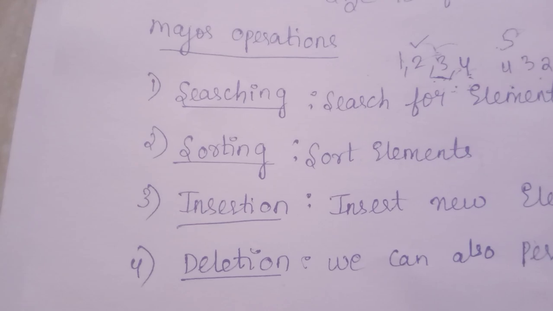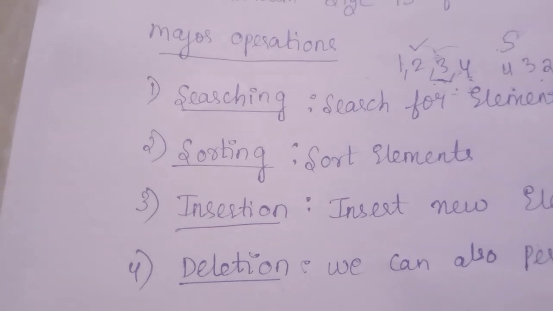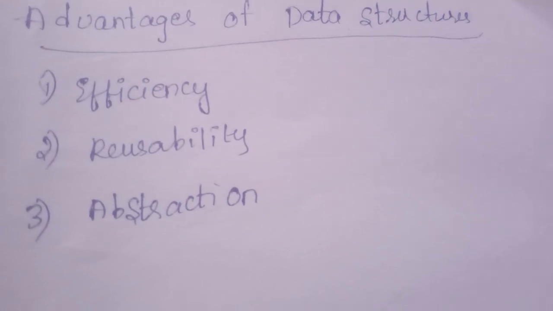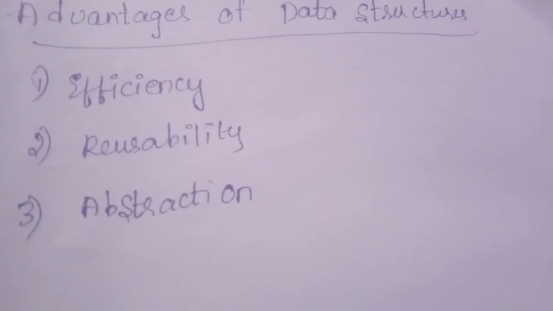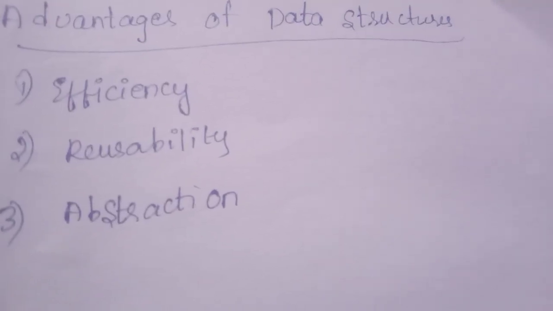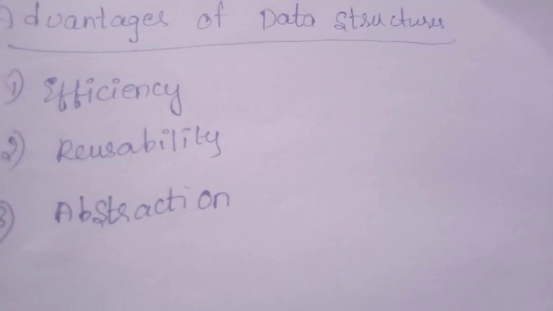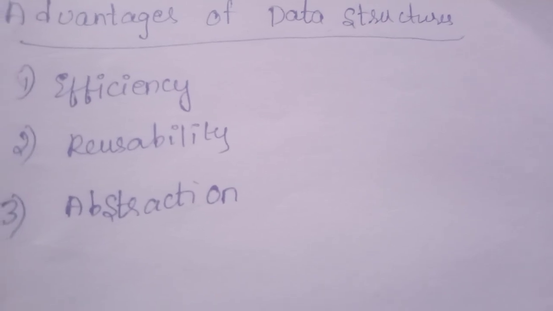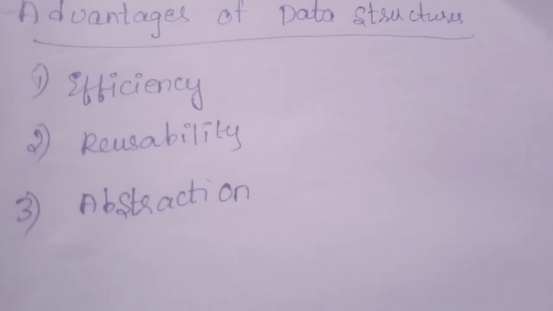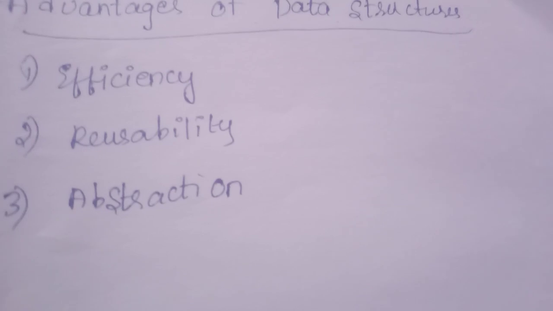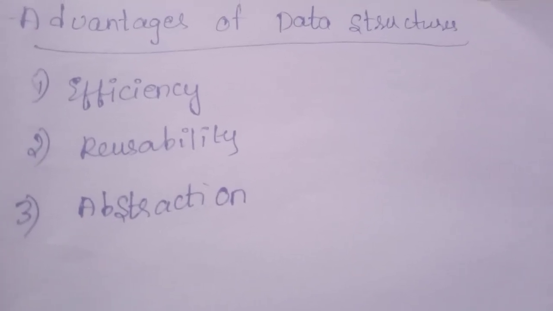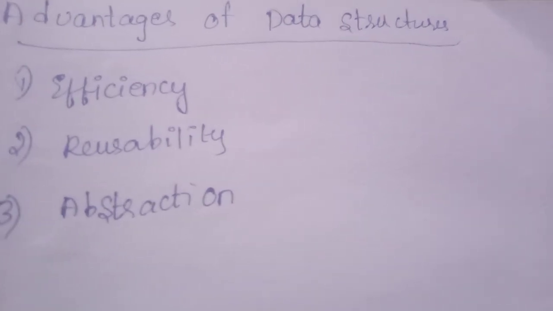Now let us see the advantages of data structures. The advantages are efficiency, reusability, and abstraction. These are the main advantages. What is reusability? It means we are going to reuse the code, so we can reuse it multiple times. Efficiency means based on some quality. And coming to abstraction, we can hide the data. So these are the main advantages of data structures.